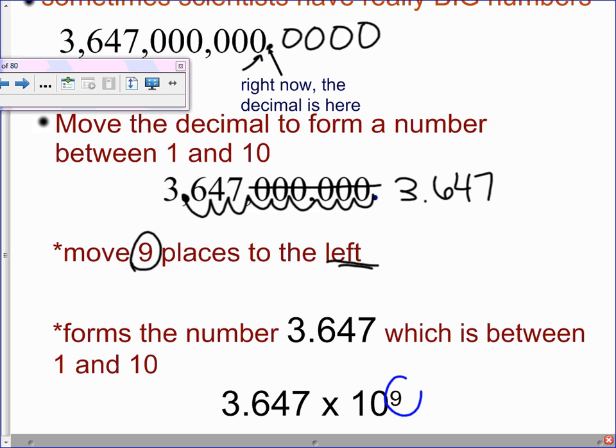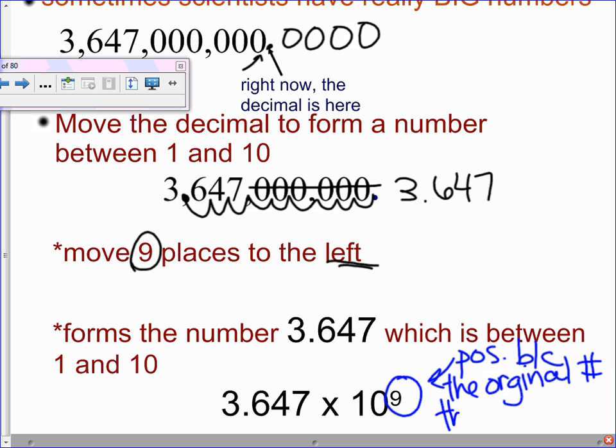And this 9th power is positive because we were dealing with an original number that was really big, which is the reason it's a positive exponent.